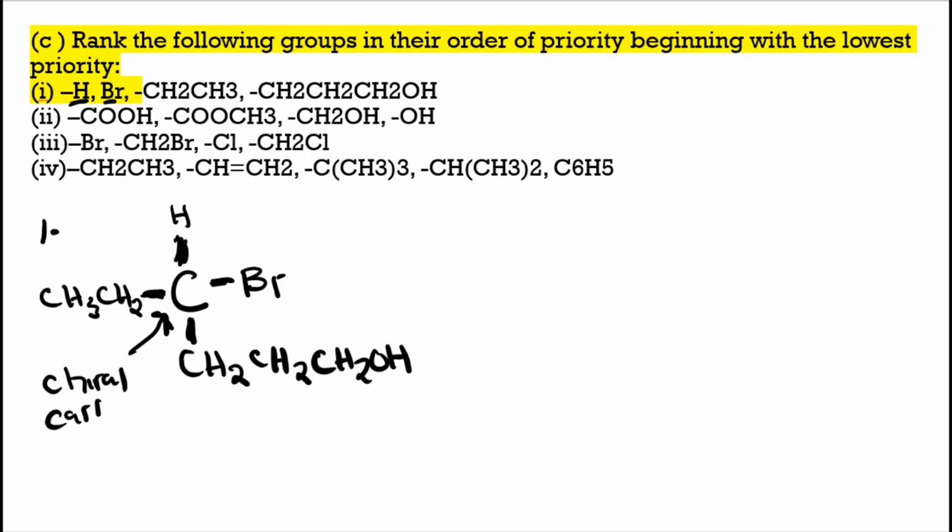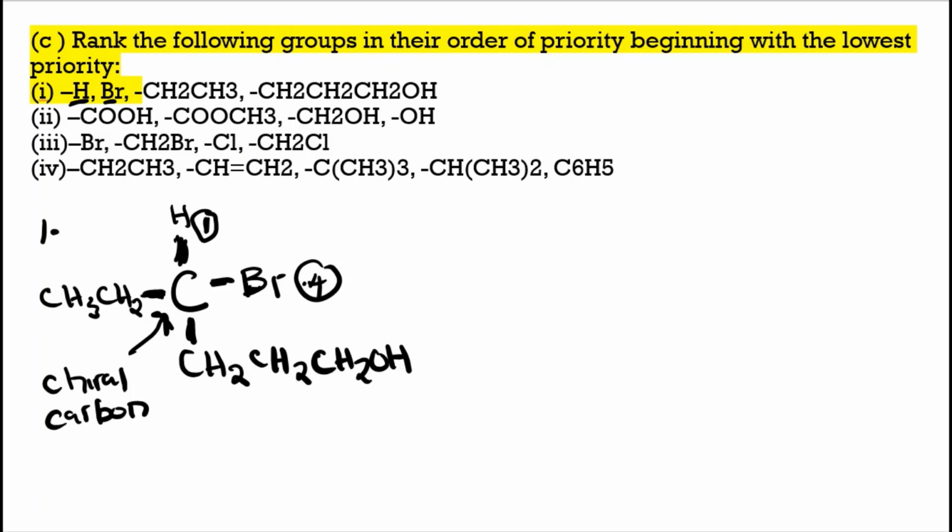This is a chiral carbon, or it's a chiral center. Bromine here has the highest atomic number, so this is the highest one. Hydrogen has the lowest atomic number, so this will be the lowest, number 1. Bromine will be number 4 because it has the highest atomic number.